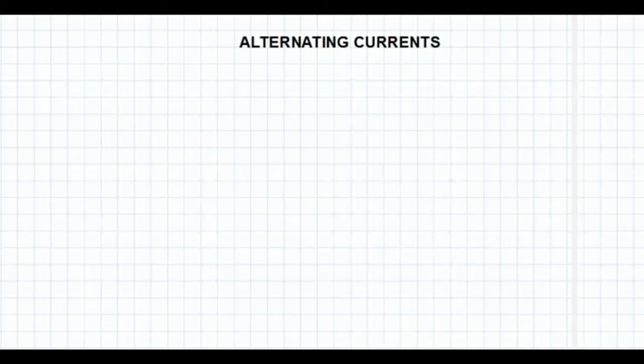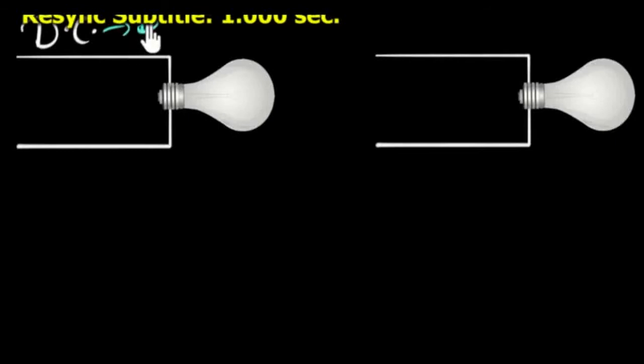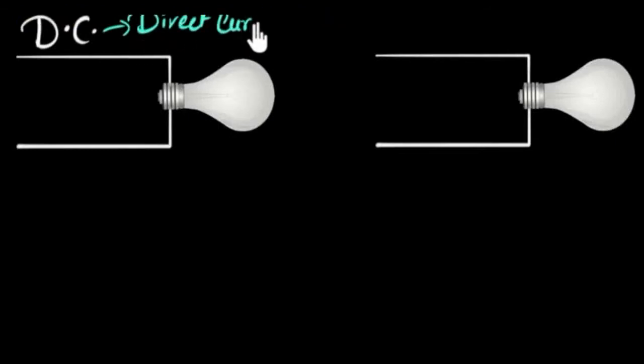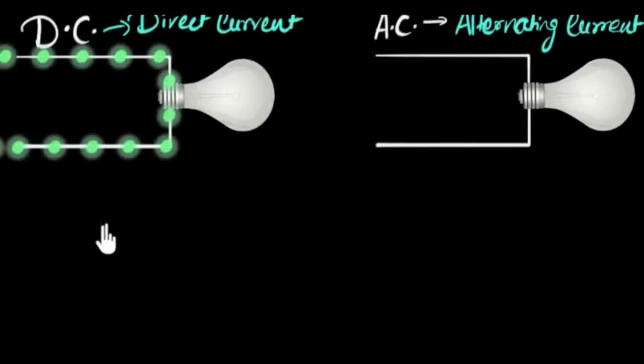So what is an alternating current or what is AC? How is this AC different from DC? DC means direct current. Direct current means it is unidirectional, which means the current or the electrons will flow in a single direction. But AC means the direction of flow will be different. So there is a basic difference between AC and DC.